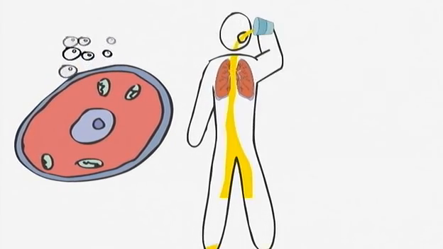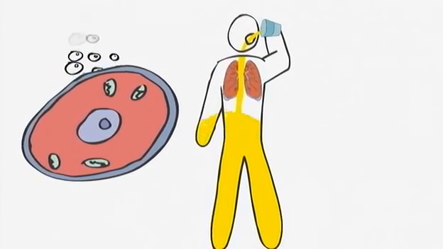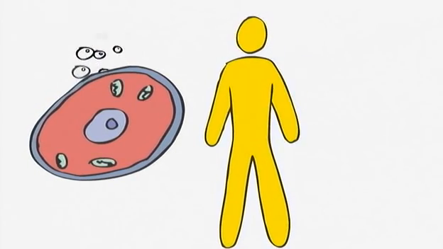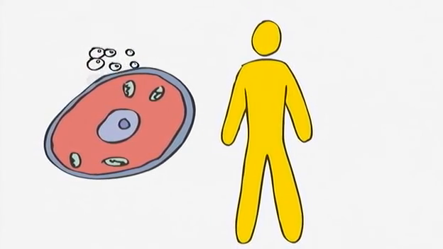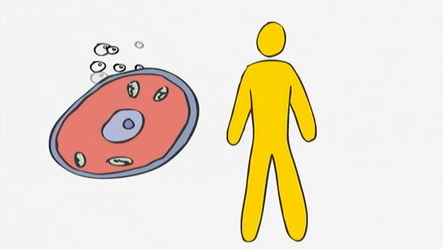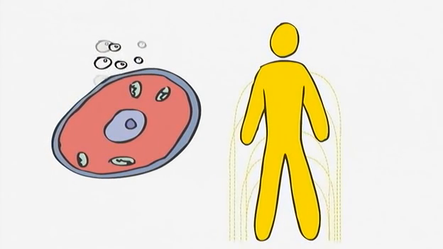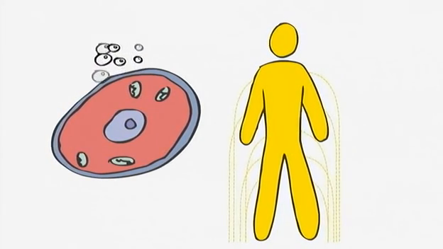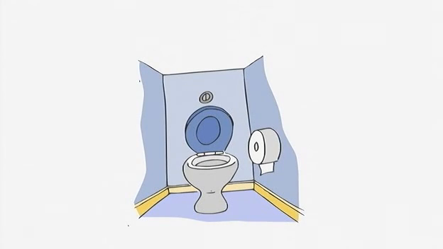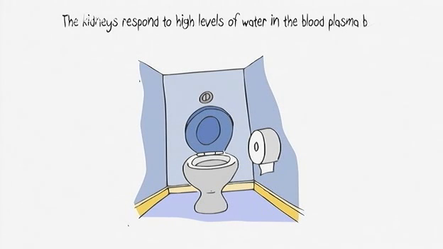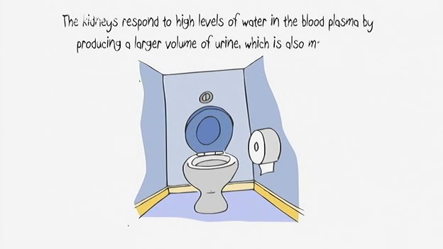Water is another thing we need to control. Water gets into your body through food and drink. Aerobic respiration in cells produces water too. Too much or too little water in our body cells will damage them. Although I think this fella's broken anyway. We all know what happens when we drink a lot. We dash off to the toilet. But the way to say this in the exam is, the kidneys respond to higher levels of water in the blood plasma by producing a larger volume of urine, which is also more dilute.